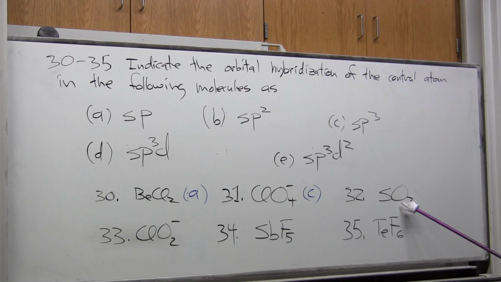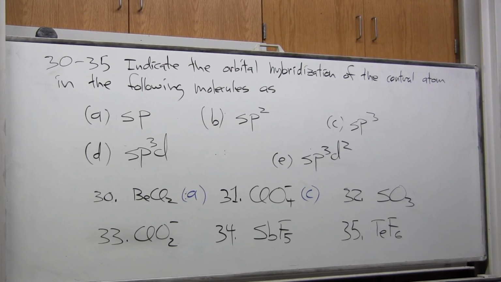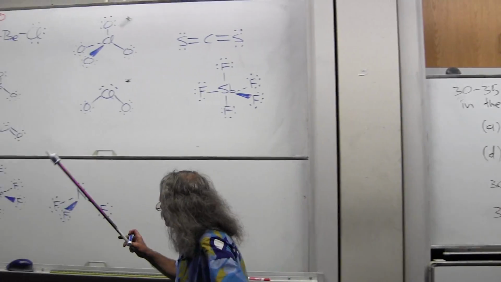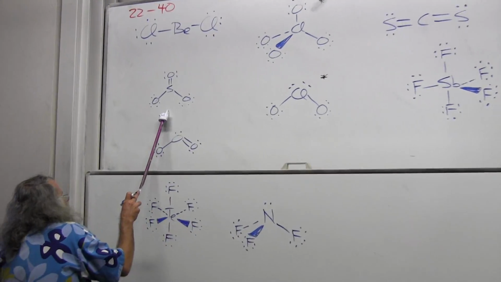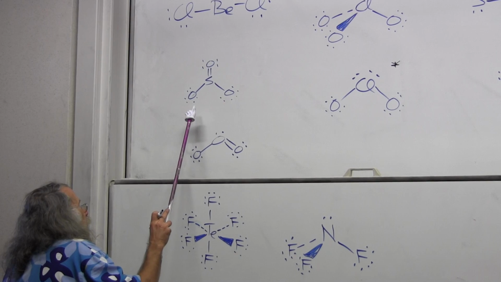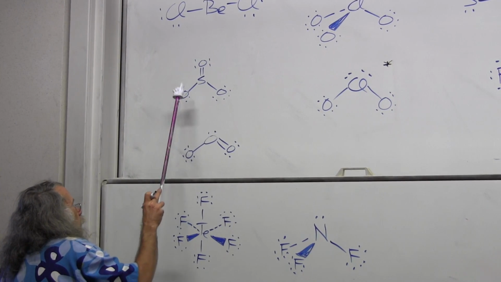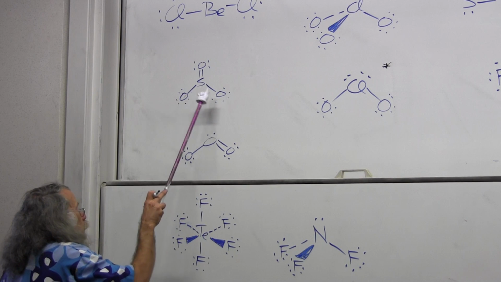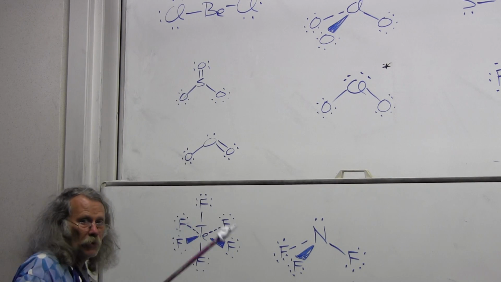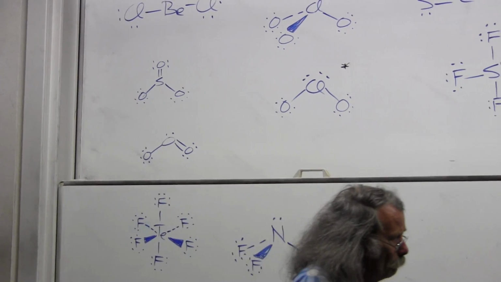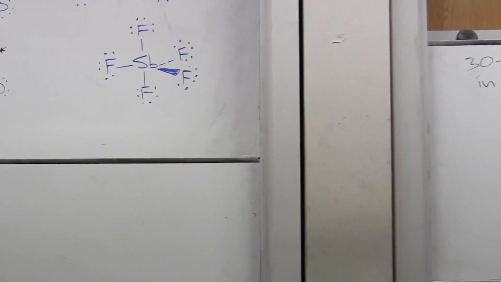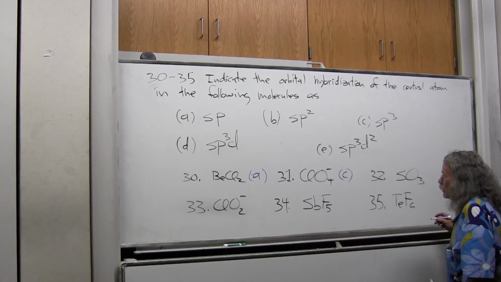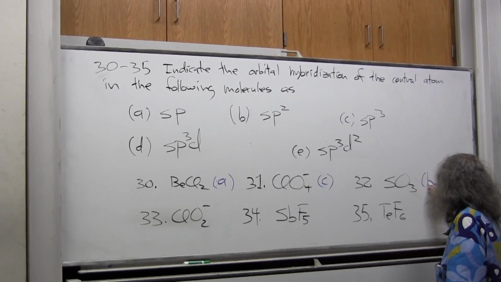And with 32, I've got the sulfur trioxide molecule, which we can see one of the resonance forms of on our scratch paper. It has a trigonal planar molecular geometry, and we already discovered a trigonal planar E-pair geometry as well. So that is going to require sp2 hybridization, which is option B.